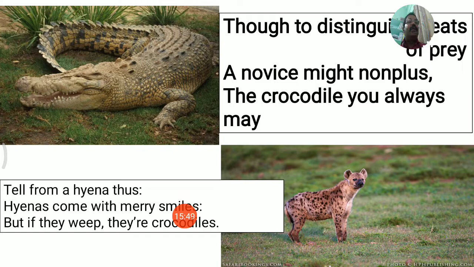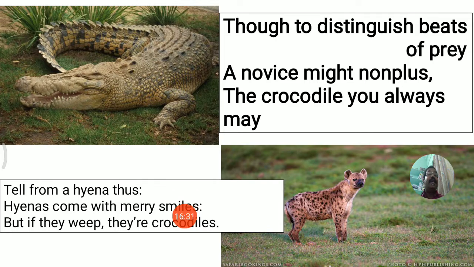Then, in the next stanza, the poet is suggesting ways to identify or distinguish a crocodile from a hyena, especially to a novice. A novice is a beginner who has no idea about the crocodile or hyena. These are beasts of prey, animals that kill and eat other animals. And for a novice, a beginner who hasn't got any idea about these creatures, the poetess is giving certain ways to identify a crocodile from a hyena.